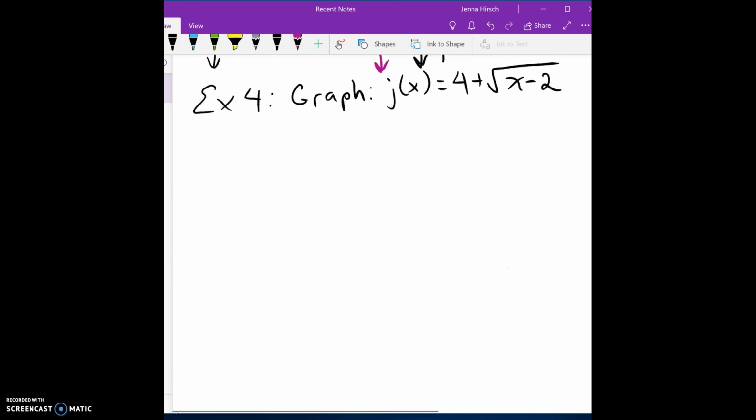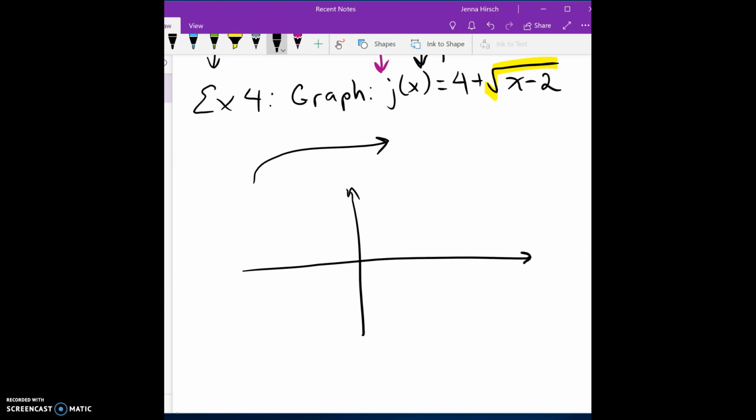Let's talk about how we can graph j of x is equal to 4 plus the square root of (x minus 2). Again, we need to first identify our mother function, and our mother function is the square root function, which, if you remember, has this general appearance of that arm kind of stretching out. So let's talk about what the graph of this function will look like. Now, we have this arm stretching out, and because we are subtracting 2 from the inside of the function, that means we're going to move the function to the right 2 units.